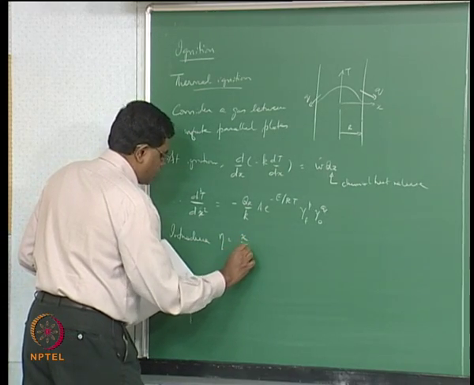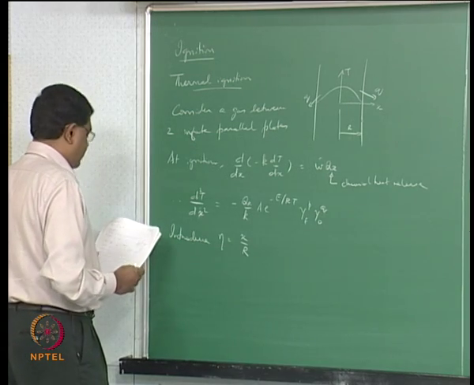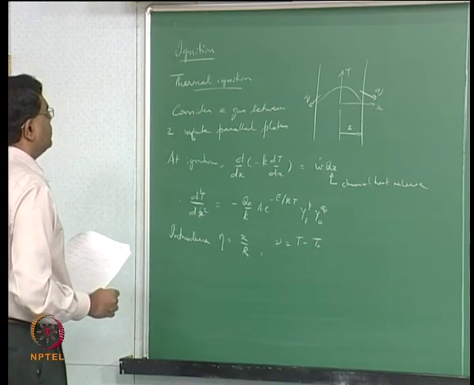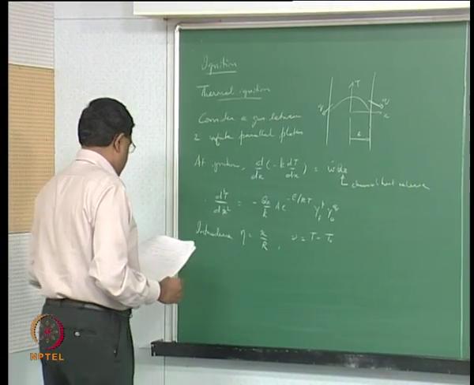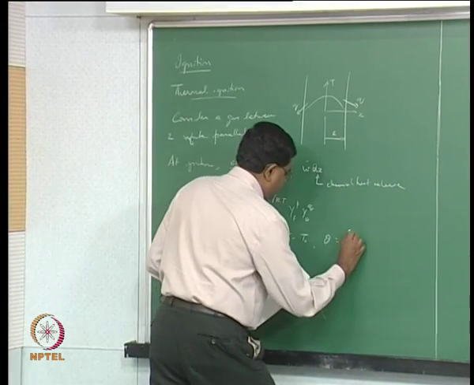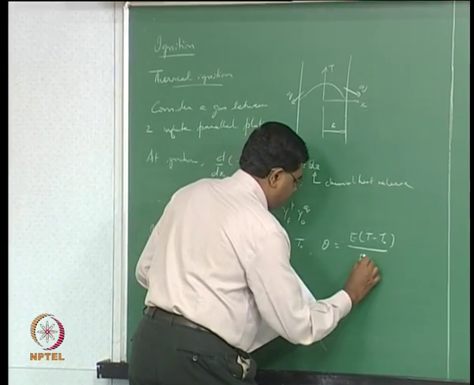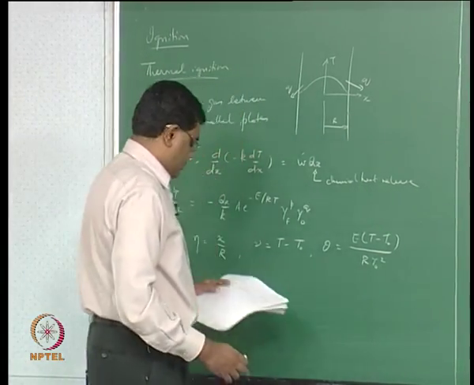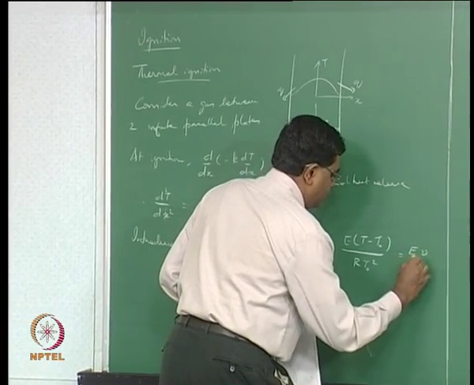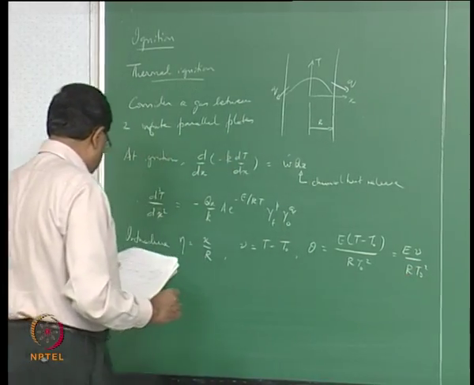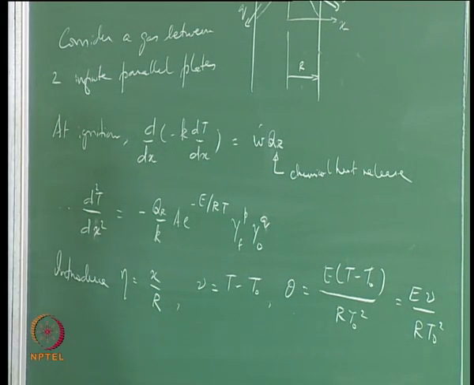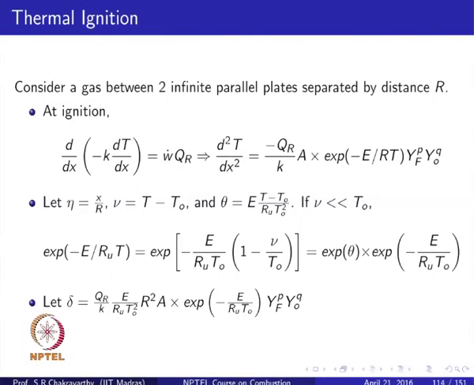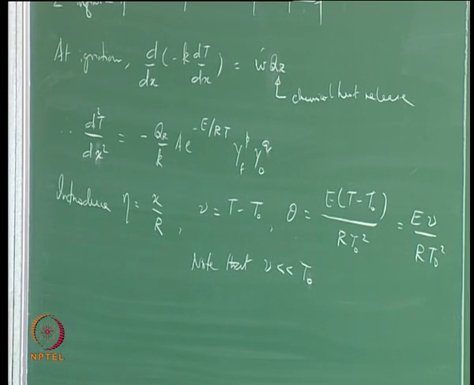eta equals x over capital R, that's non-dimensionalizing the length. And now let's suppose that nu stands for T minus T naught, that's a departure from the wall temperature for the gas. And let's say theta equals E times (T minus T naught) divided by R T naught squared. This is not the same as our Zeldovich factor because we used to have a T_F, keep in mind. So obviously this can be written as E nu divided by R T naught squared. Now note that nu is quite small when compared to T naught. That means we are looking at small departures from T naught for the temperature near the wall.